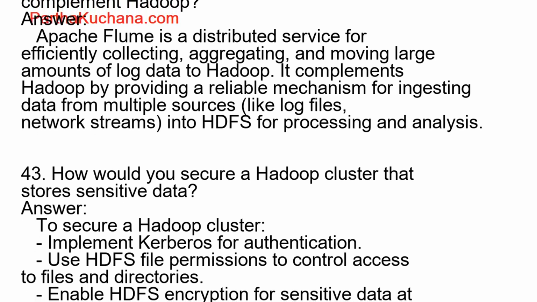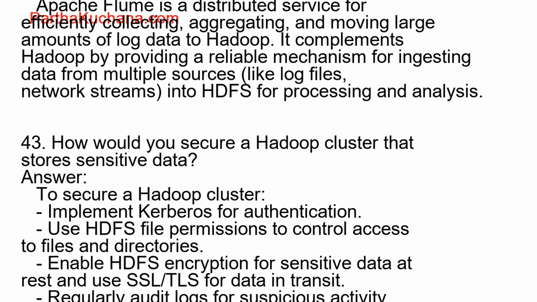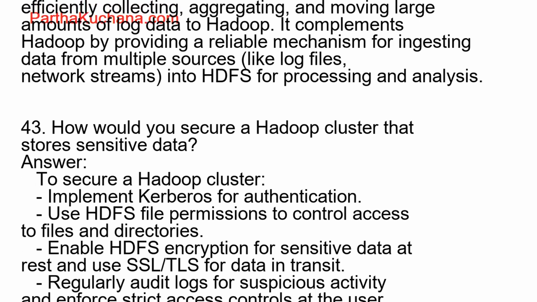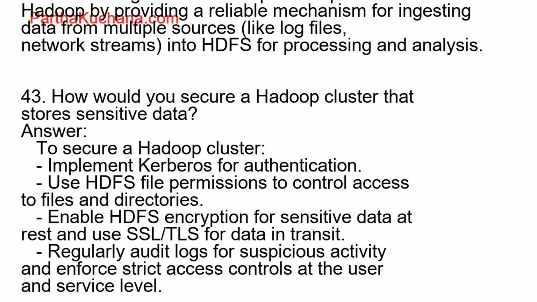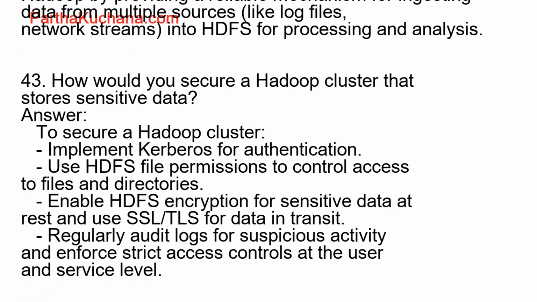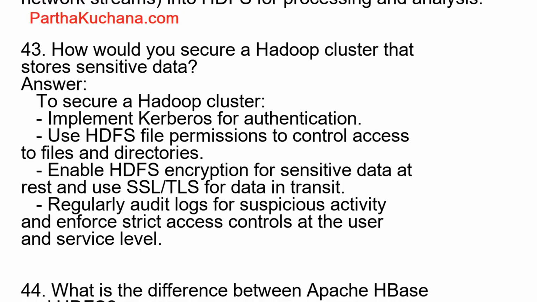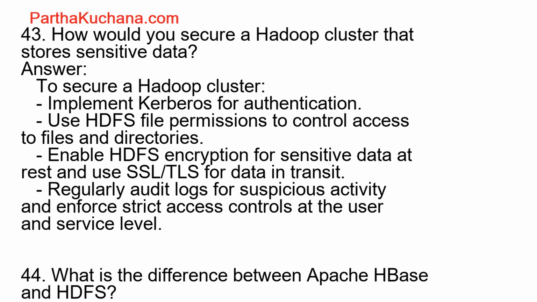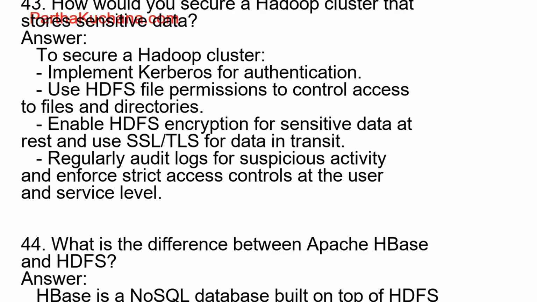45. How would you optimize a slow-running Hive query in Hadoop? Answer. To optimize a slow-running Hive query, use partitioning and bucketing to minimize the amount of data scanned. Enable Tez or Spark as the execution engine for better performance. Optimize joins by using map-side joins or choosing the right join type. Tune the number of mappers and reducers and adjust memory settings in YARN to improve resource allocation.